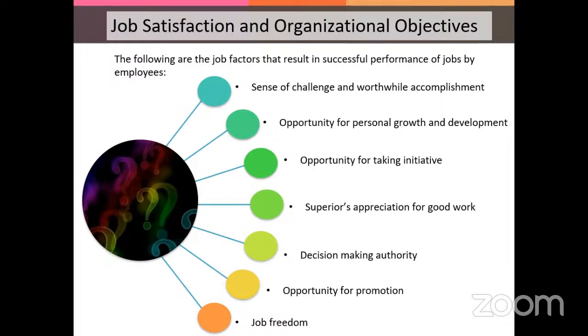First, we have sense of challenge and worthwhile accomplishment. Job satisfaction comes when there is sense of challenge and worthwhile accomplishment. The worthwhile accomplishment is on the level of organizational objective, achieving organizational objectives, which in return brings forth satisfaction to the person. Now you have opportunity for personal growth and development, opportunity for taking initiatives, superiors' appreciation for good work, decision-making authority, opportunity for promotion, job freedom. All of these correlate job satisfaction and organizational objectives.